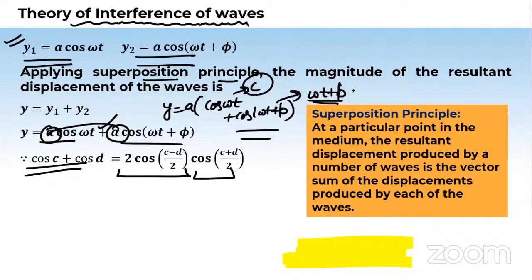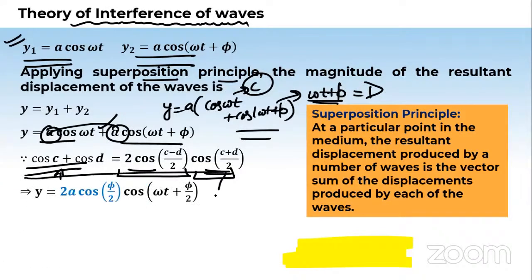You have to mark this, okay? Remember it. Take c equals omega t and d equals omega t plus phi. And use this C plus D formula. Cos c plus cos d is what? 2 cos((c minus d)/2) cos((c plus d)/2). Okay. And then you will get this big formula here.